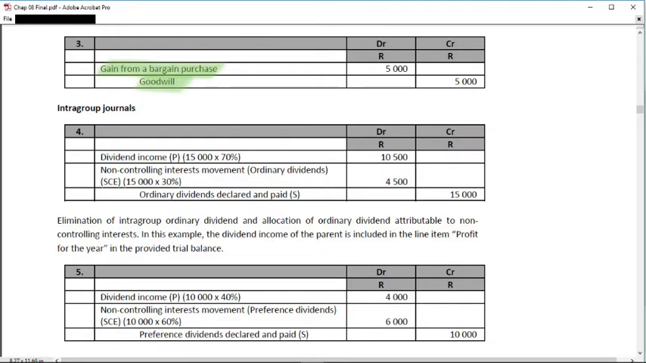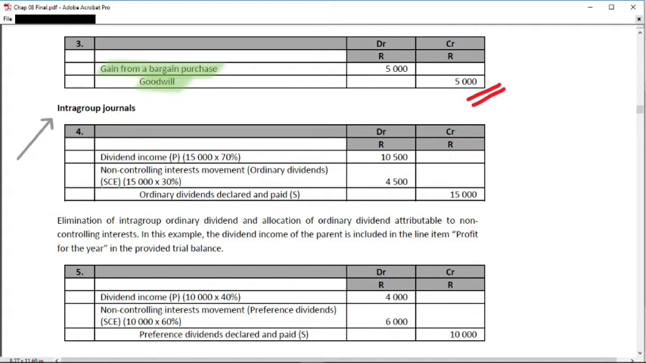The effect of this consolidation journal entry is that you will have no gain from bargain purchase, but a goodwill of 10,000 Rand, which is the initial 15,000 adjusted for the effect of this credit entry with the offsetting of the gain against the goodwill. So we are done with the at acquisition consolidation journal entries.